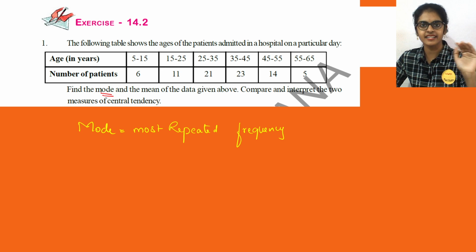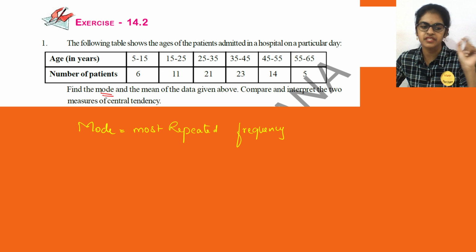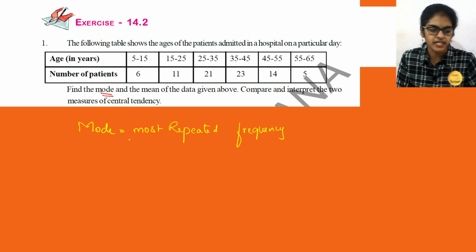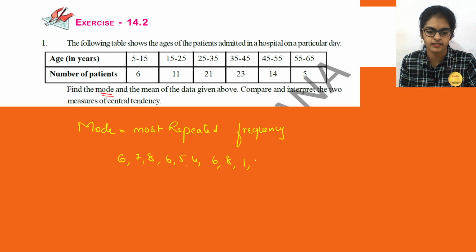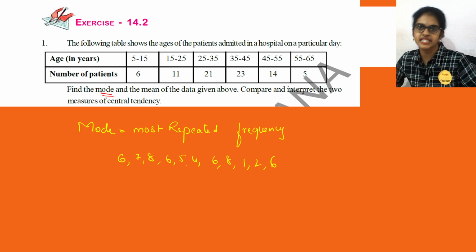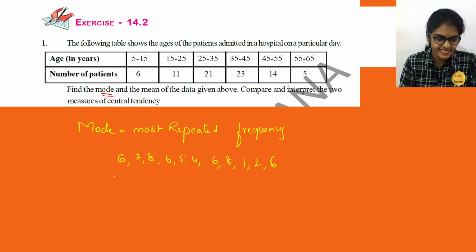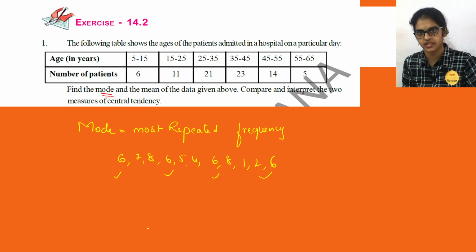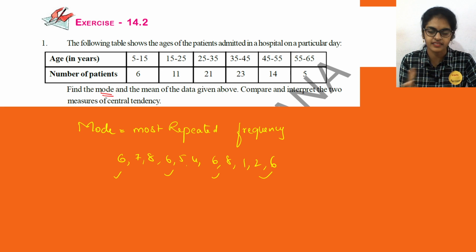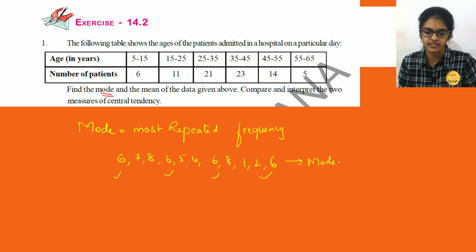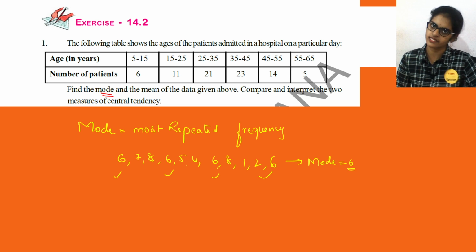But here the given data is grouped, or I can say it's group data where you have class intervals. So how do you find the mode of this particular data? When it was ungrouped data, for example, in your classroom, when the data was given like 6 7 8 6 5 4 6 8 1 2 6, what is the mode of this data? I can see that 6 is repeating more than the other data. So I can say the mode of this given data is nothing but 6. The most repeated value is nothing but mode.